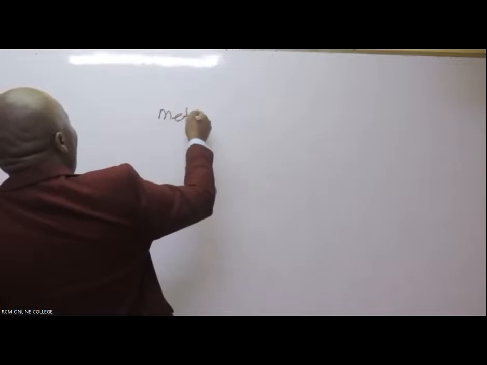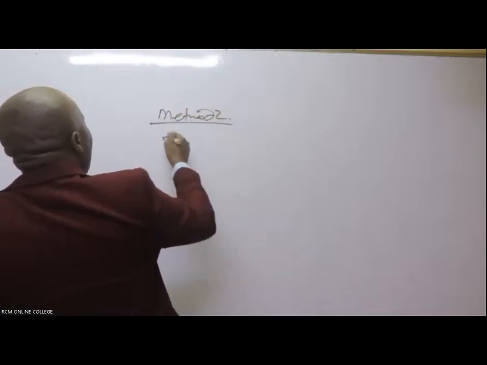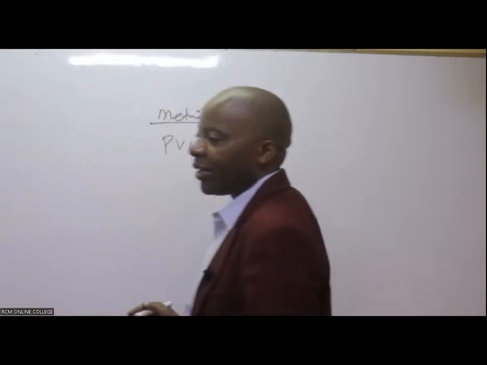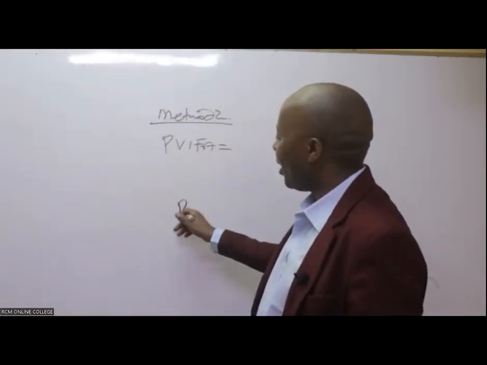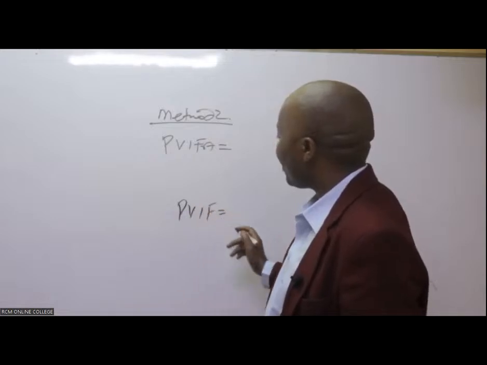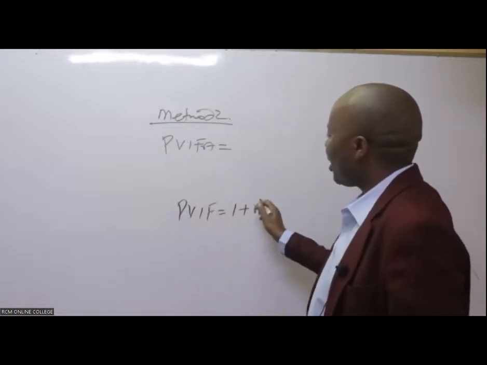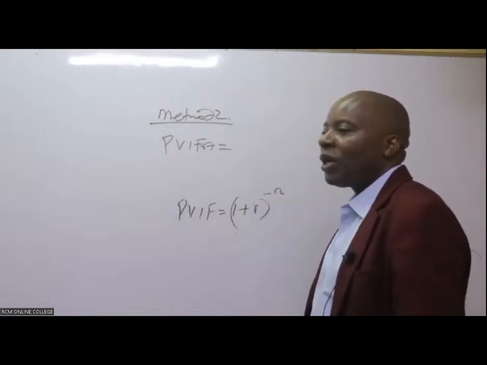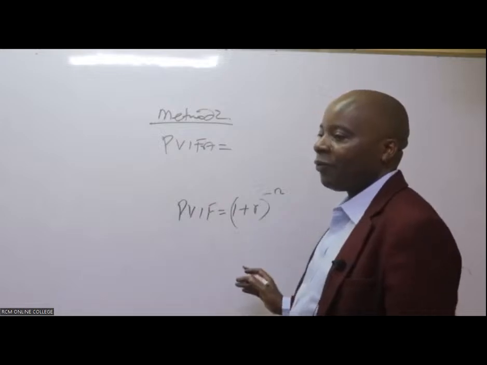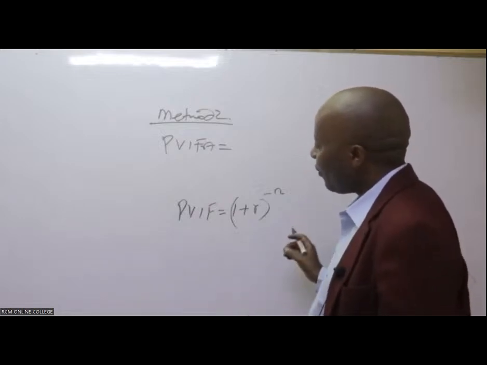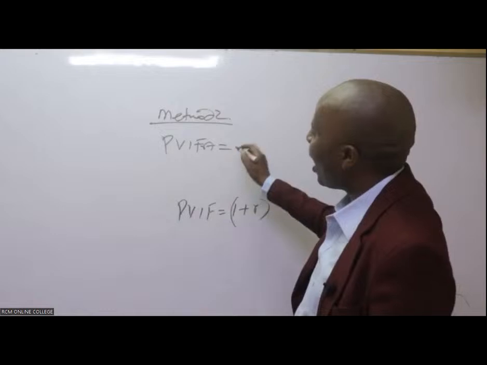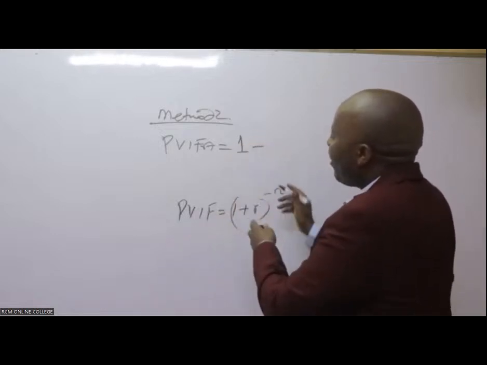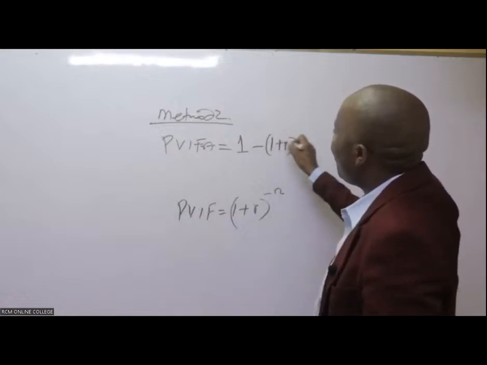So, ladies and gentlemen, method 2 is what we call the PVFA. I like the PVFA formula. Even if you wake me up at whatever time, I know that PVF is 1 plus R raised to negative n. Once you give me PVF, I'll easily give you the PVFA formula, because it is always 1 minus this simple PVF: 1 minus 1 plus R raised to negative n.